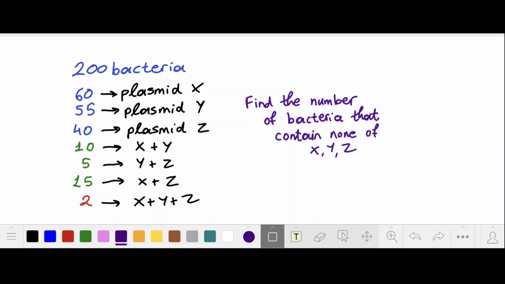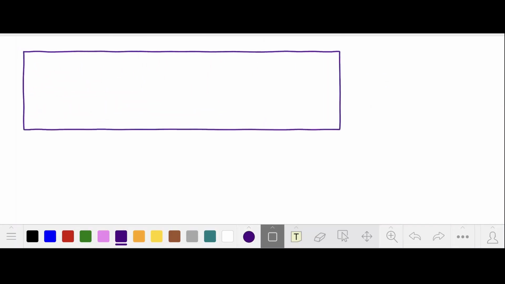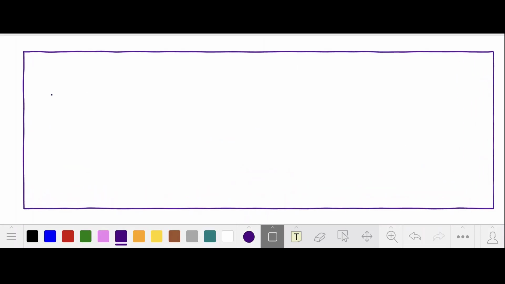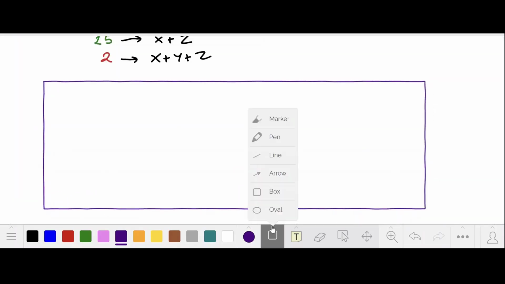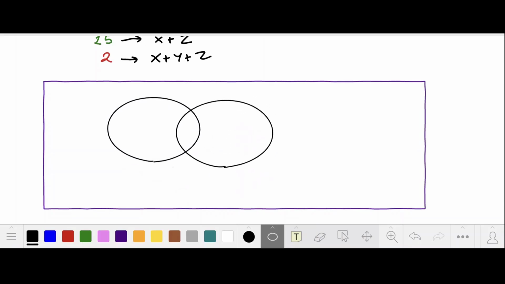So there are two ways to solve this problem. In the first solution, we have to construct a graph, and we begin by drawing a rectangle which represents the total population of bacteria. Inside this rectangle, we draw three sets. The first set corresponds to the bacteria that contain the plasmid X. The second set corresponds to the bacteria that contain the plasmid Y, and the third and final set corresponds to the bacteria that contain the plasmid Z.